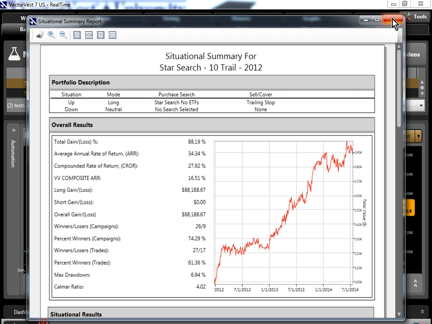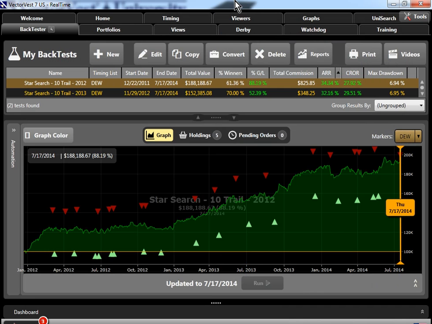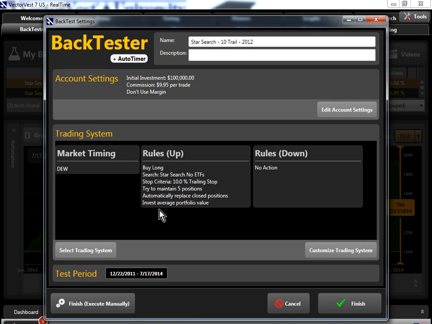I'll go ahead and close that. And anytime that we present a strategy like this or a trading plan, we're always going to provide the backtest settings in a PDF form in the VectorVest views. So you will see that link in the views for you to refer to. But if I just click on edit here, you can see our automation rules for our trading system.